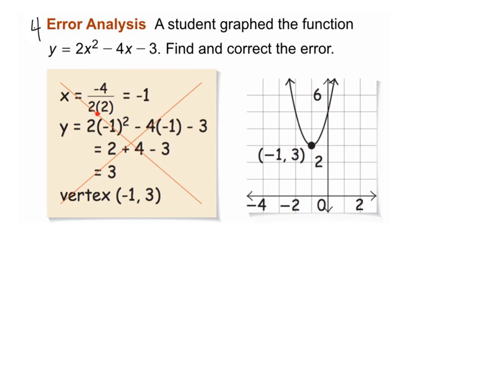So first thing is let's check his axis of symmetry. x equals negative b, and right there I see an issue. We should have a negative 4. So I'm going to do the right work below. x equals 4 over 2 times a, which is 2, which would be 4 over 4, which would be 1. So right there, our axis of symmetry should be over here at x equals 1.